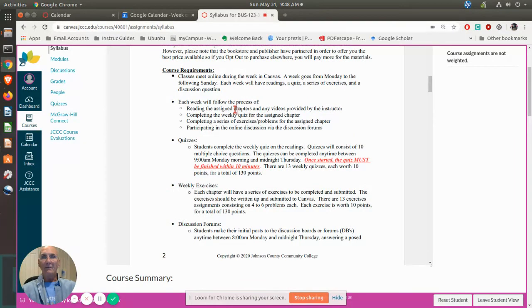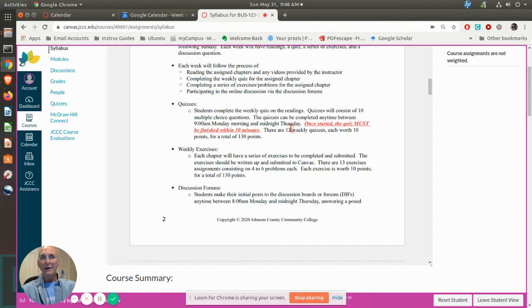Course requirements. Basically, a week goes from Monday to Sunday, and you'll be doing things within that. Each week, there's going to be a quiz that goes along with the various chapters. Now, on the quizzes, you can do them anytime you want between early Monday morning and midnight Thursday. The thing is, once you start, you have 10 minutes to get it finished. If you don't get finished within 10 minutes, it shuts down and submits whatever it is that you've already done. The reason for this is because everybody likes to do work at different times, and this gives you the freedom and flexibility to read over the chapter, to get familiar with it, and then do the quiz at your pace.